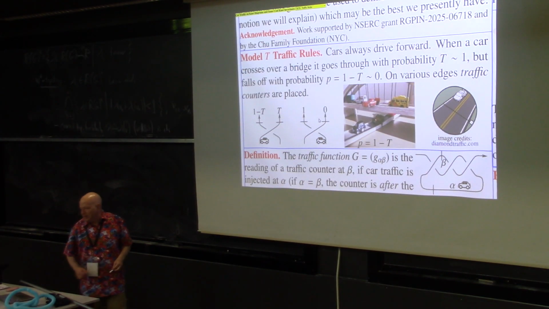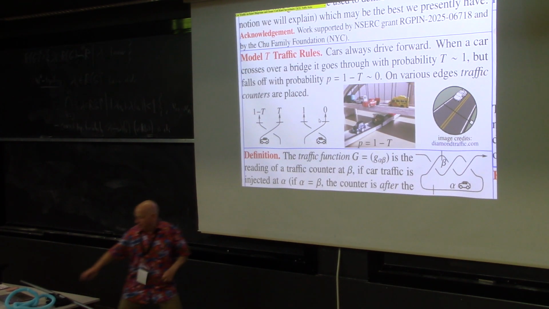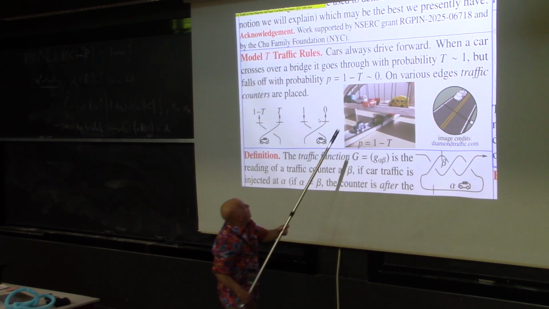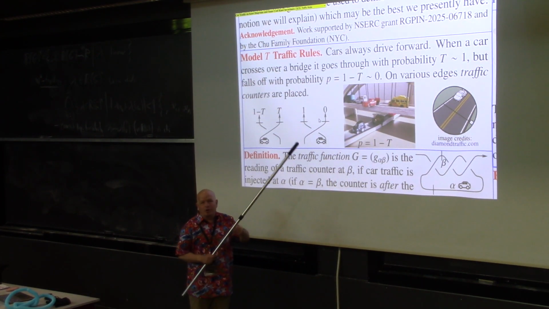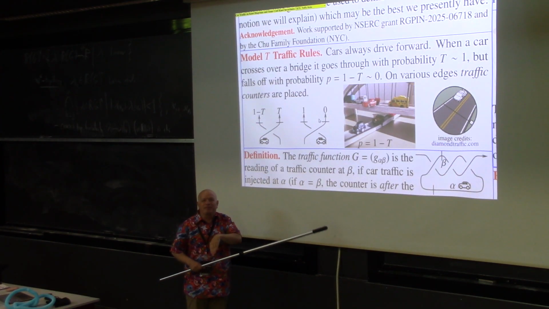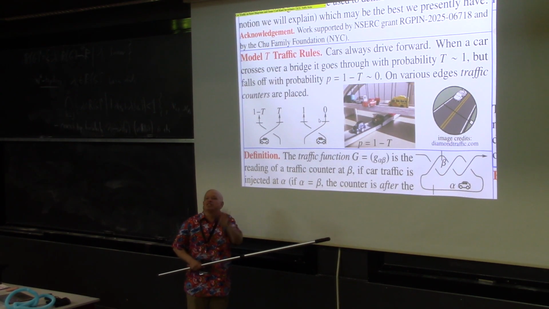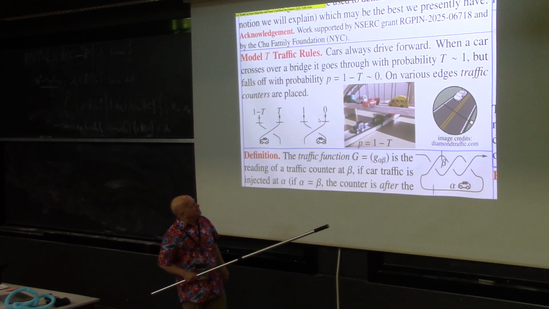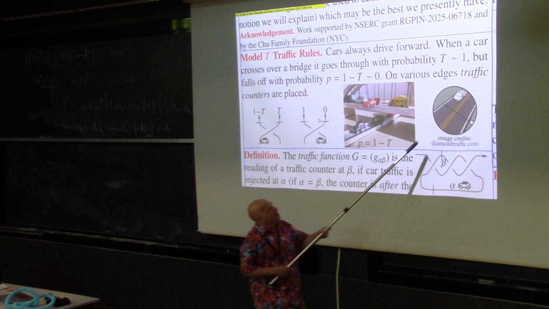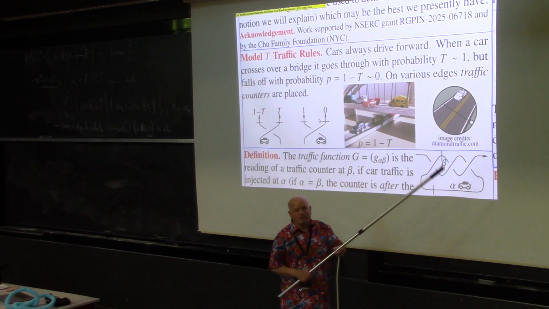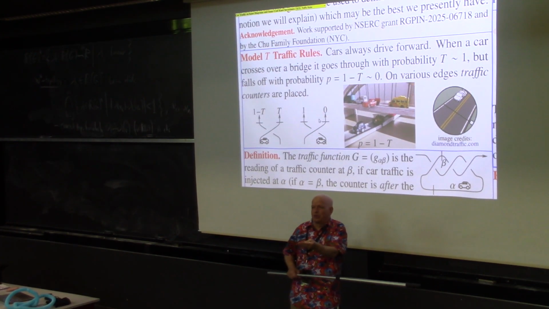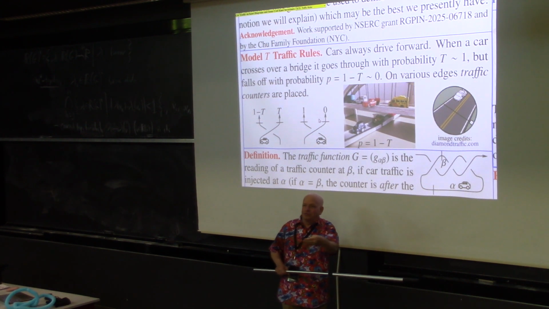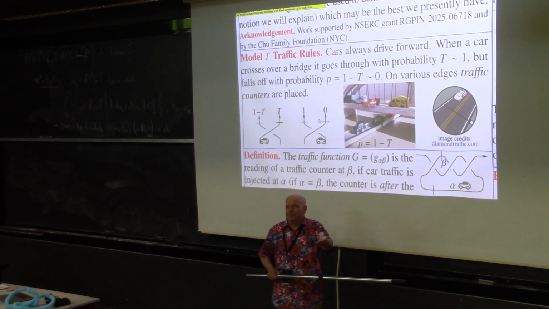Here's a summary. So with probability T, where T is a number close to 1, cars pass through, and with probability 1 minus T, they drop down. And if they're at the bottom, they just stay at the bottom. Okay, there is another thing that you can have. You can have traffic counters. So a traffic counter, you've seen them on the roads, right? These black strips that when you drive over them, they count how many cars go through.